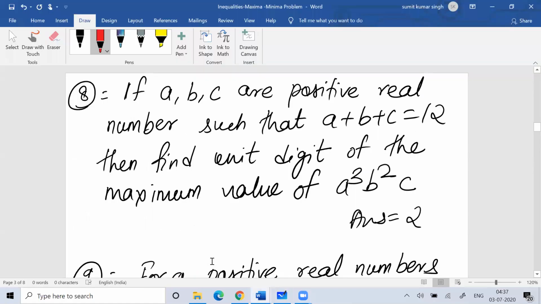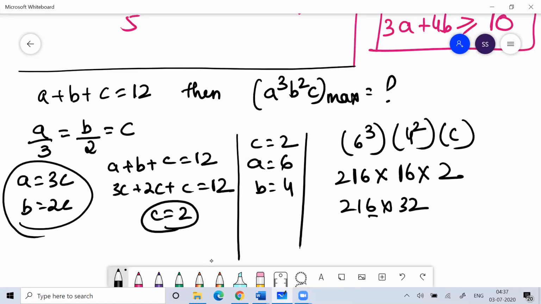Here, I think they're asking you the unit digit. Find the unit digit. So unit digit only depends on unit digit. So what is 6 into 2? The answer is 2. Or you can multiply to get the answer. Any way you do, you'll get the same answer.